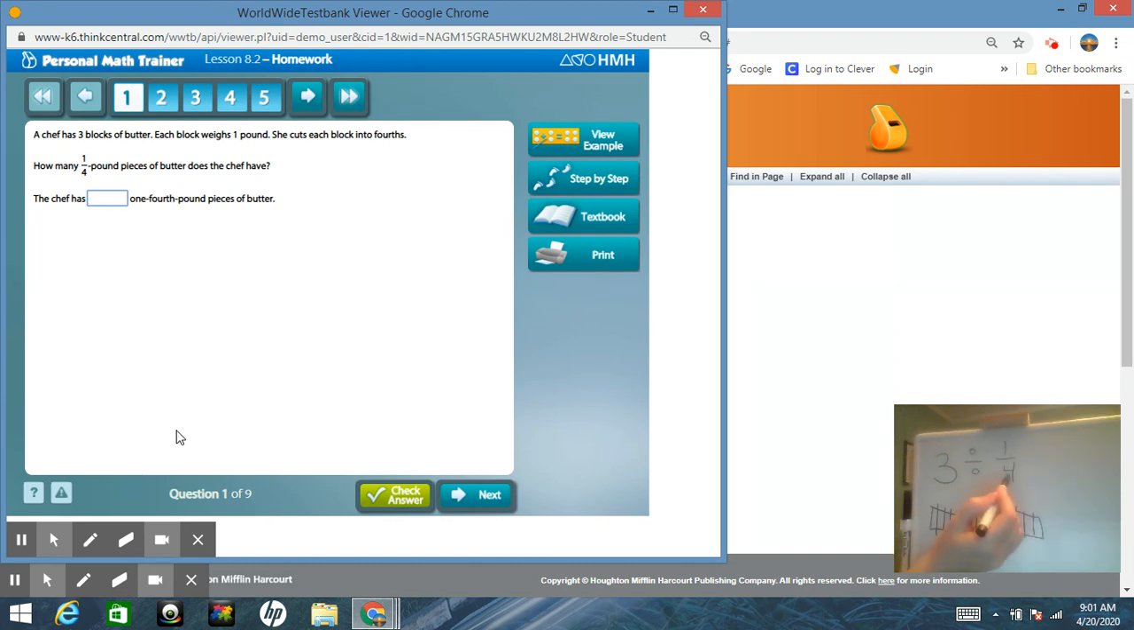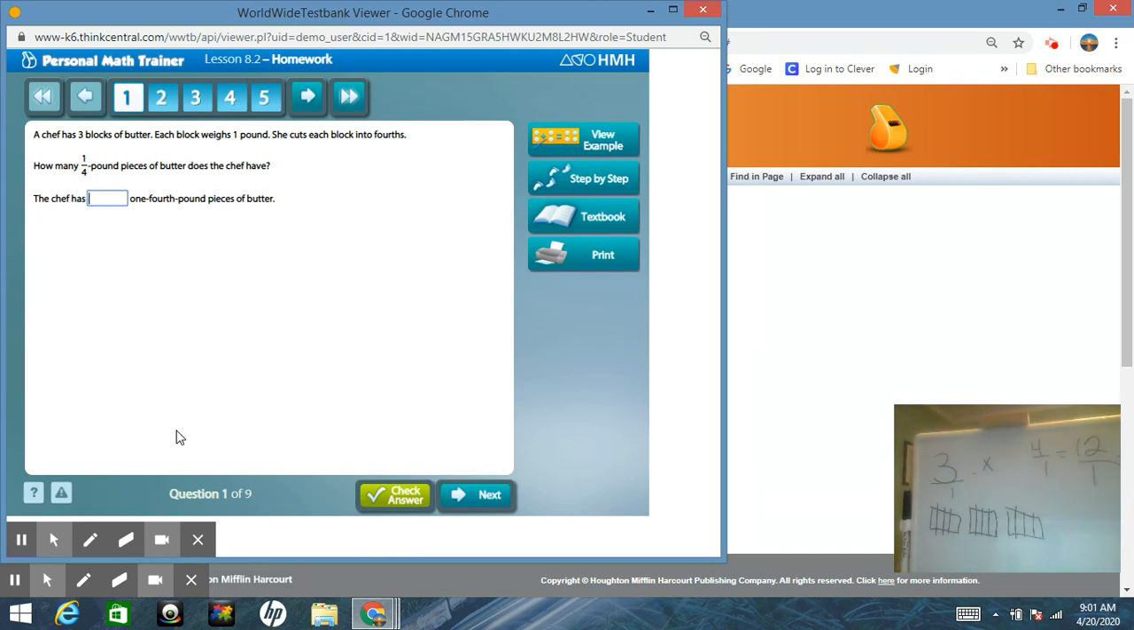If I'm doing my KFC method, remember, I'm going to keep this first number of 3. I'm going to flip the second number. So now this is going to be 4/1. And remember, the whole number is really always over 1. Then I'm going to change the division to multiplication. Now I can simply multiply. 3 times 4 is 12. 1 times 1 is 1.